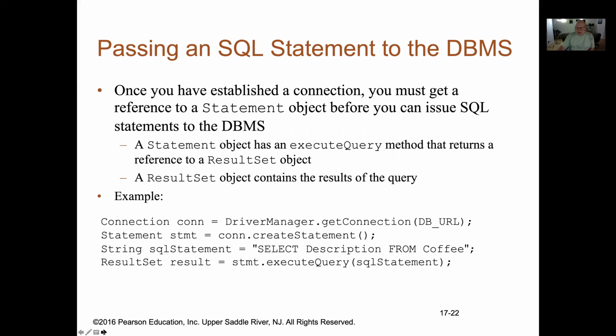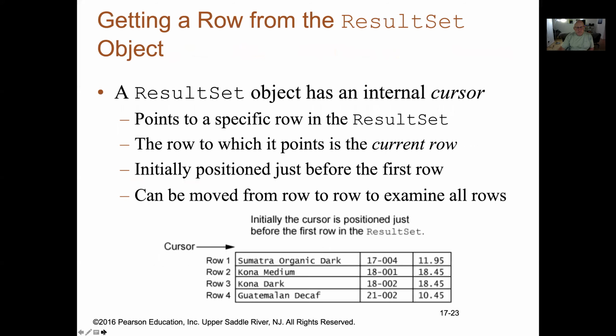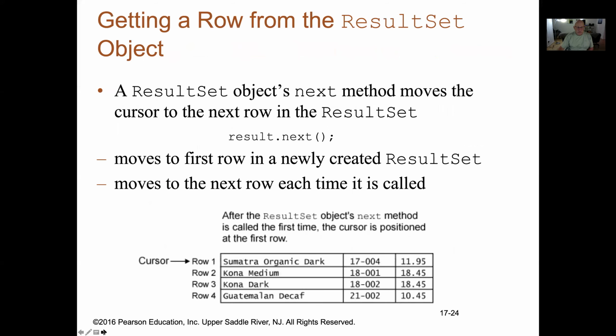Once you've established a connection, you must get a reference to a statement object before you can issue a SQL statement to the database. A statement object has an execute query method that returns a reference to a result set object. A result set object has an internal cursor, which points to a specific row in the result set. The row to which it points is the current row, initially positioned just before the first row, and it can be moved from row to row to examine all the rows.